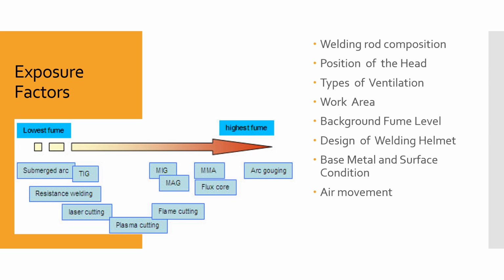You can also see here that submerged arc welding, TIG welding, laser cutting, and resistance welding have the lowest fumes. They're over on the left. The highest fumes come from arc gouging, flux core, gas metal arc welding, flame cutting, MIG welding, and MMA, which I think is shielded metal arc welding, but I think it's the European acronym. Arc gouging, flux core, and MIG welding kick off significantly larger amounts of fumes than submerged arc welding or TIG welding.